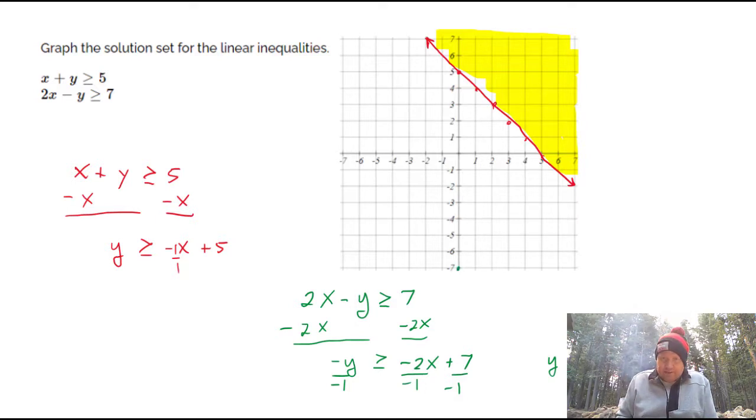It goes down 7. It's got a +2 slope. So we'll go up 2 and over 1, up 2 over 1, and they're going to intersect right there.